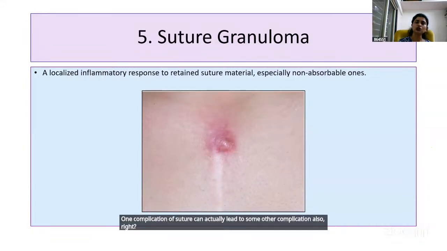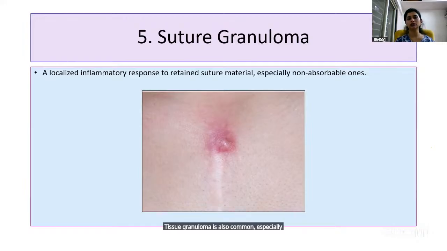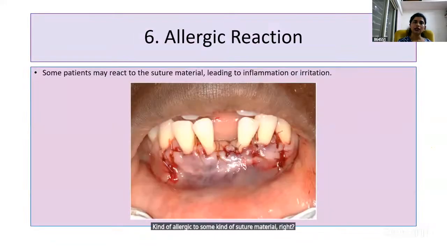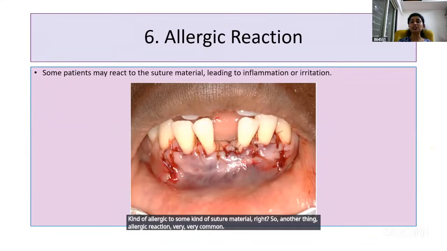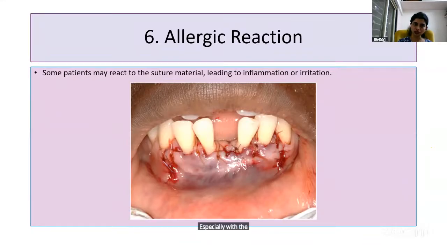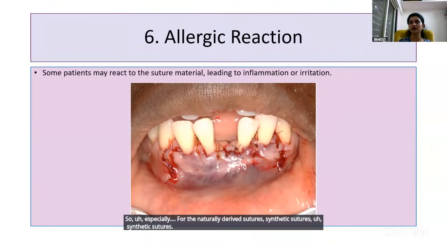Tissue granuloma is also common, especially in patients who are allergic to some kind of suture material, right? Another thing, allergic reaction, is very, very common, especially with the naturally derived sutures. They are common in certain patients. In synthetic sutures, allergic reactions are not very common.